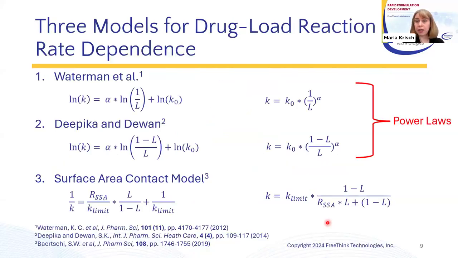And if you want to dig into what that looks like, there's been a number of papers published in the last 10 years about how exactly this might model. And so I've listed a few of the main ones here. The first two papers end up deriving a power law relationship between reaction rate and drug load. And then the third has something that's fairly similar, but a little bit different, and that's called the surface area contact model. So if you want to dig into any of those three models, the papers are referenced here.